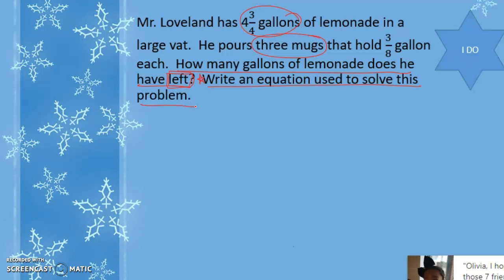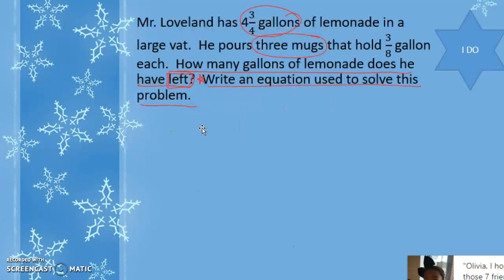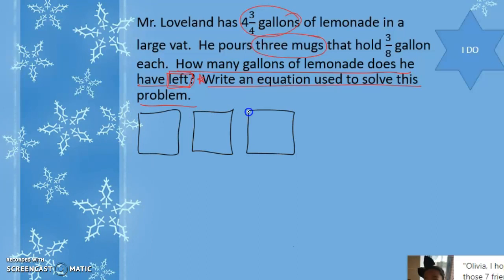Well, let's go back and use our strategies. I have already done cubes. I can already visualize the problem, but I'm going to use what I visualize to help me draw it out. So in my mind, I see 4 gallons, and I know what a gallon container looks like. But instead of drawing a gallon container, I'm going to represent the gallon containers as boxes.